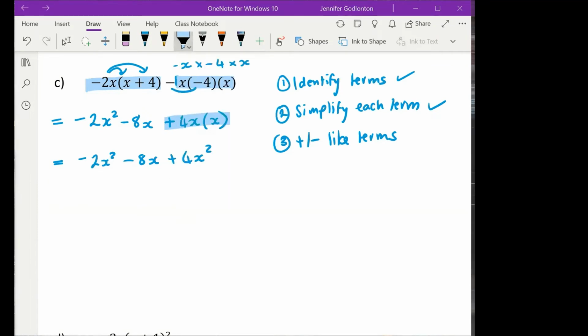I've got this 2x squared over here. And I've got that 4x squared over there. So I'm going to get 2x squared minus 8x. And that's going to be my final answer.